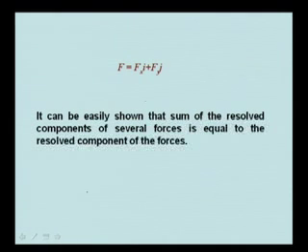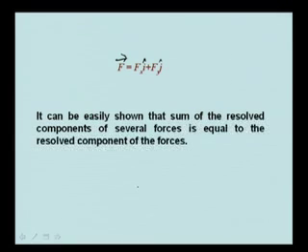So, we can write F is equal to Fx i plus Fy j, where F is the force, and Fx is the component of the force. The vector will be indicated by boldface, but Fx is just a component in the direction of the unit vector i, then Fy in j. It can be easily shown that the sum of the resolved components of several forces is equal to the resolved component of the resultant force.